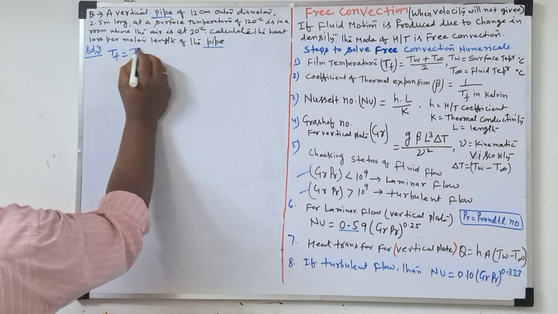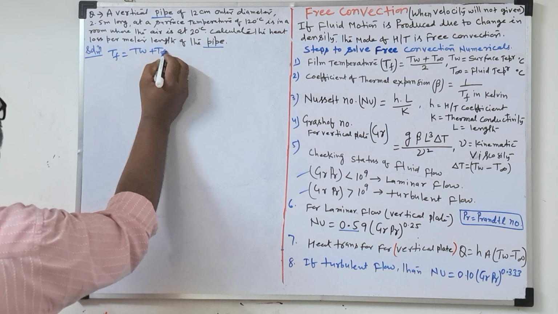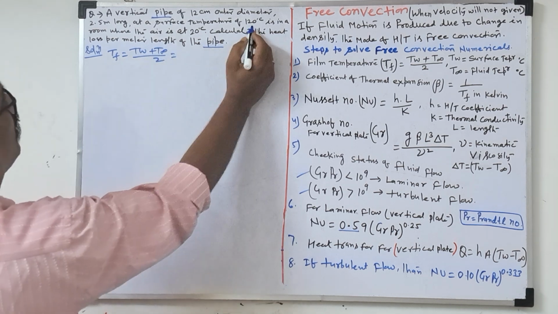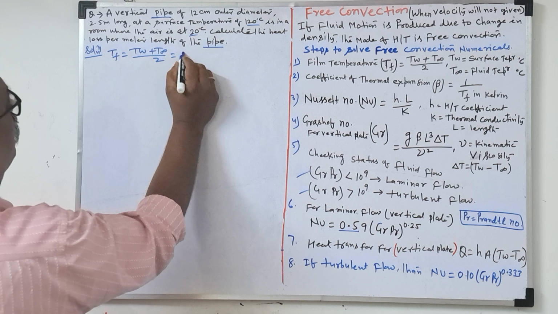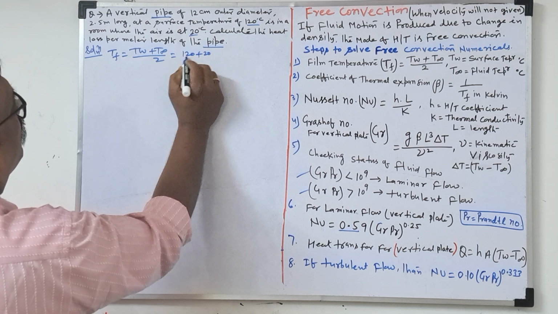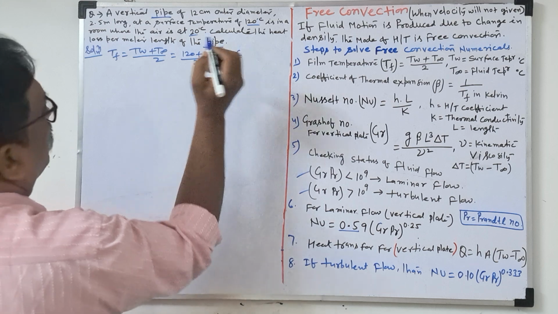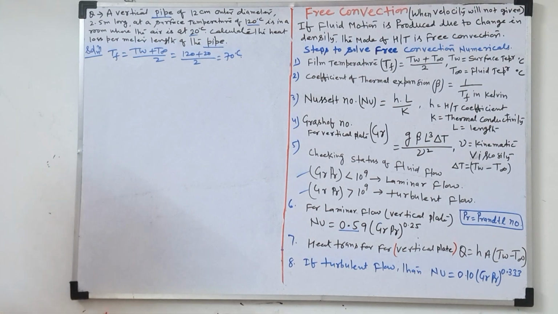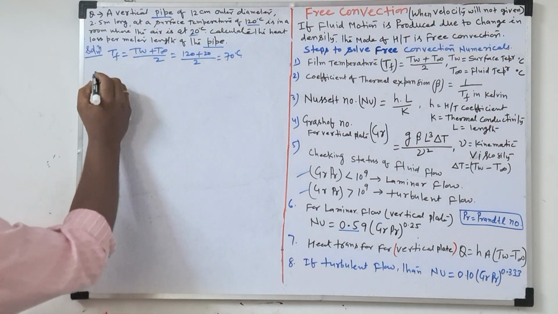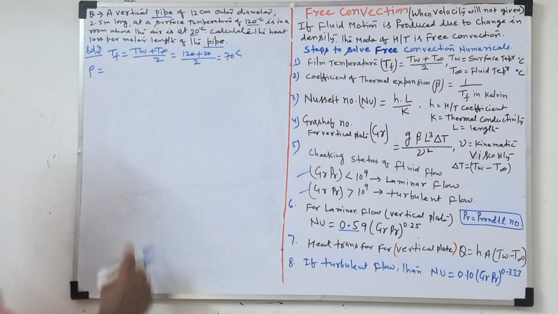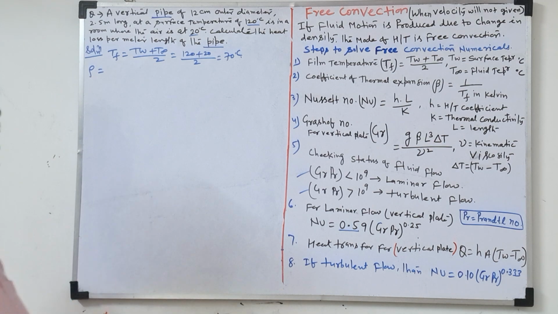So first our work is to find the film temperature. Film temperature is nothing but (Tw plus T infinity) by 2. Tw is given as 120, and T infinity is 20. So (120 plus 20) by 2 is 140 by 2, so 70 degrees Celsius. Based on 70 degrees Celsius, we will find the properties of air: density, kinematic viscosity, Prandtl number, and thermal conductivity.